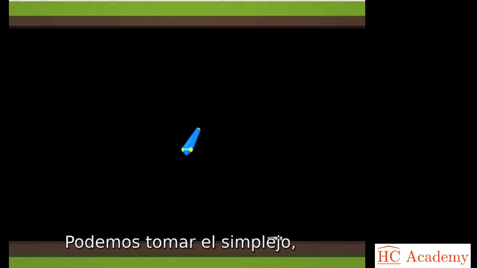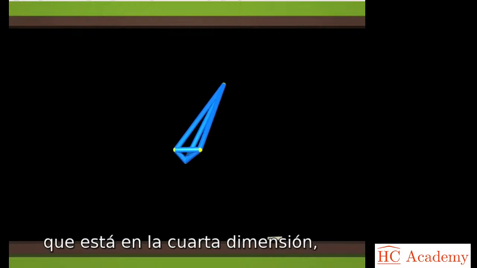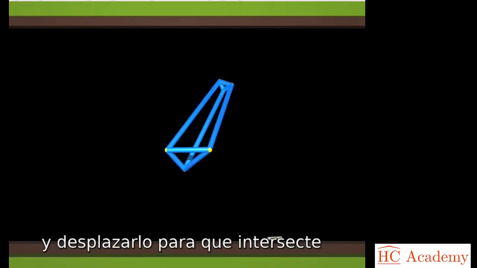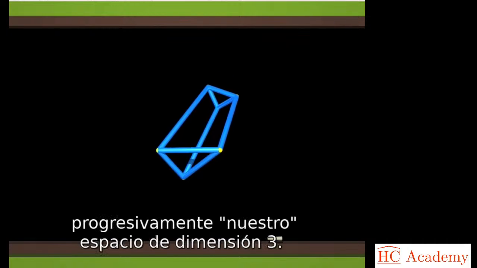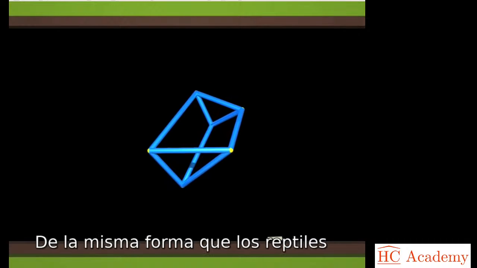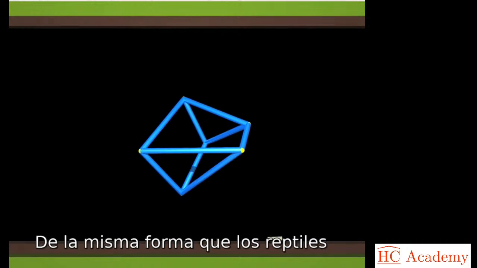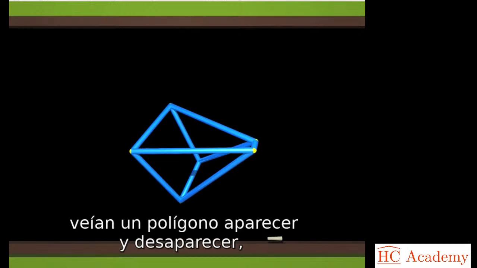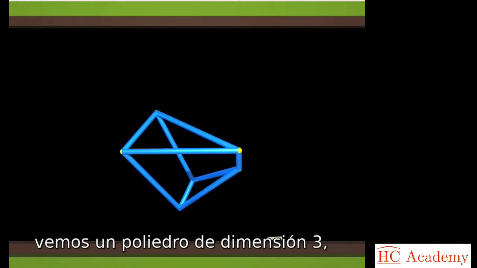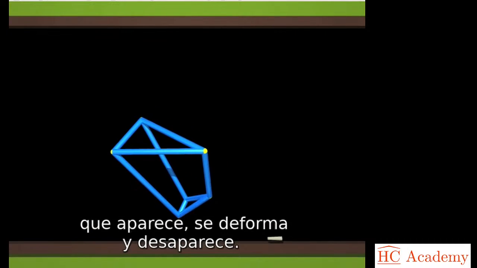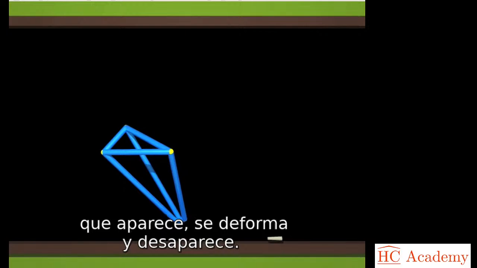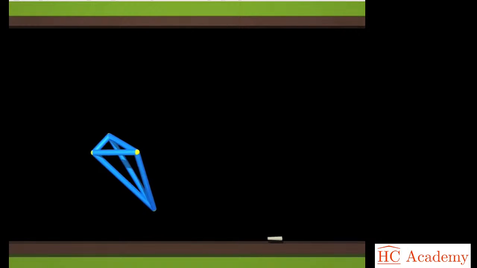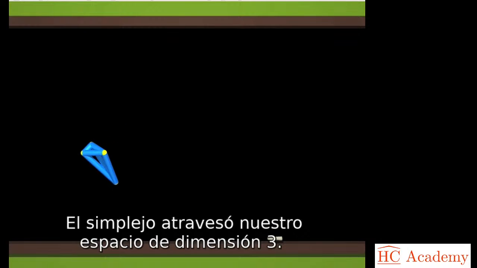And now, we're going to take the simplex, which is in 4-dimensional space, and move it gradually so that different cross-sections of it meet our 3-dimensional space. In the same way that reptiles could see a polygon appearing and disappearing, we will see a 3-dimensional polyhedron which appears, changes shape, and then vanishes. Here is the simplex passing through our 3-dimensional space. Look how the projections of the edges are arcs of circles.